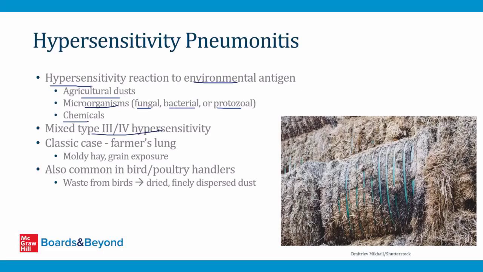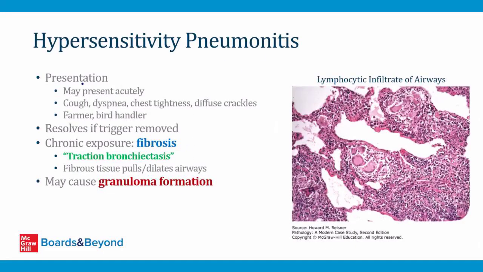The classic example of hypersensitivity pneumonitis is farmers' lung. Farmers are exposed to moldy hay or grain, and this can lead to this condition. You can also see it in patients who work around birds and poultry. The waste from the birds can become dried and finally dispersed into dust, and when they inhale that, they can develop a pneumonitis. So in terms of clinical presentation, this can present as an acute condition.